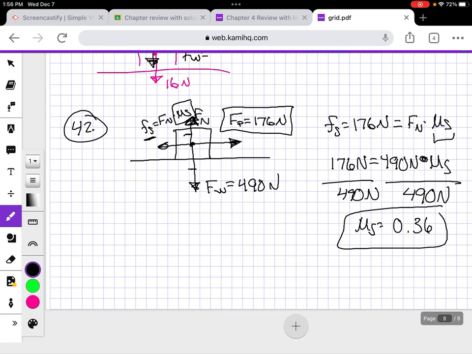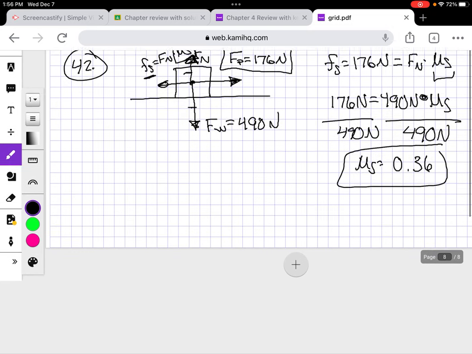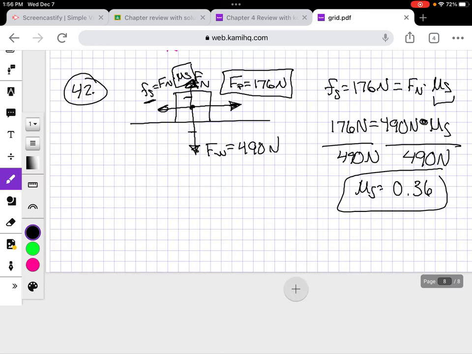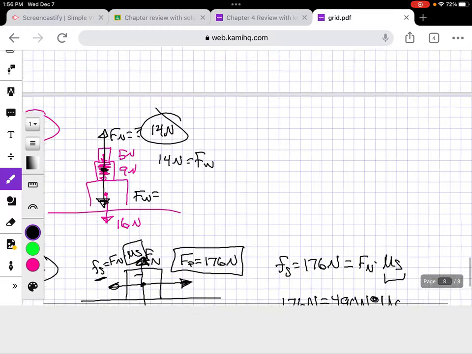There it is. Remember, there is no unit when you have a coefficient of static friction.